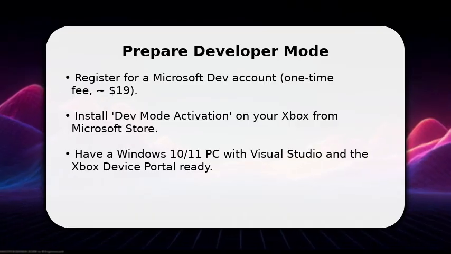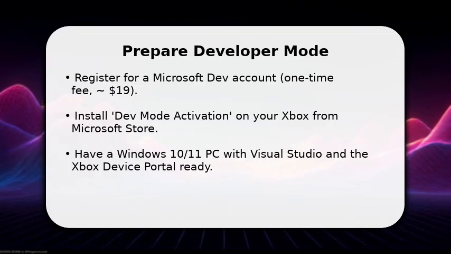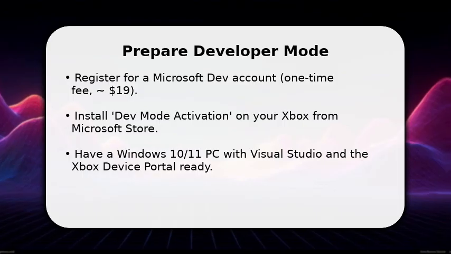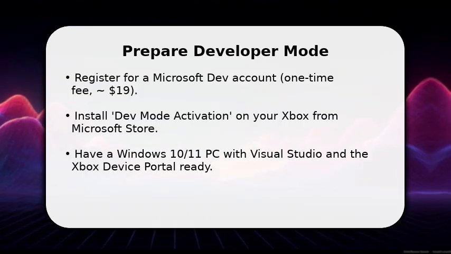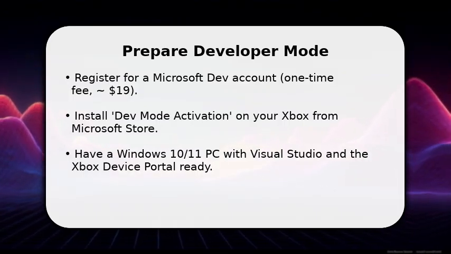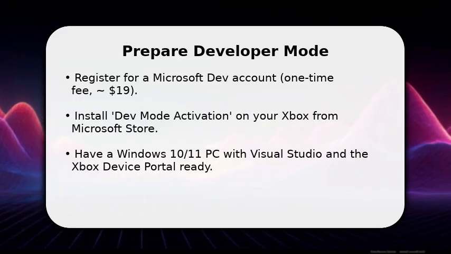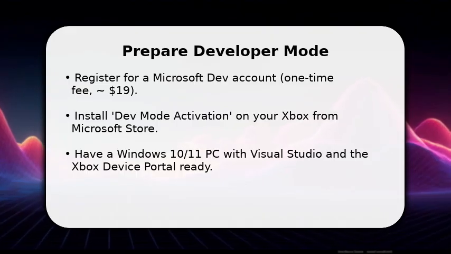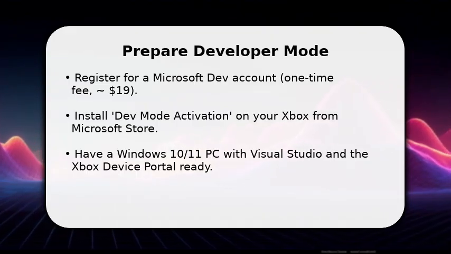You start by enabling developer mode because it's the sanctioned way to run custom code on Xbox. Sign up for a Microsoft developer account, install dev mode activation on the console, and follow the on-screen pairing code. On your Windows PC, install Visual Studio and the Xbox device portal tools so you can deploy apps.